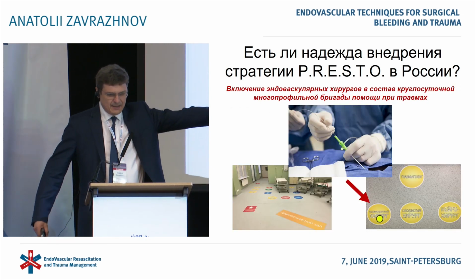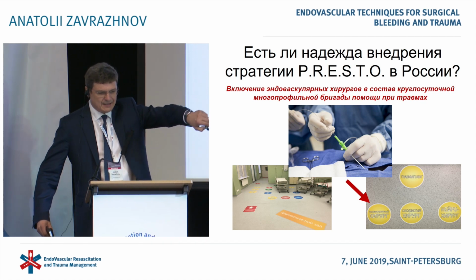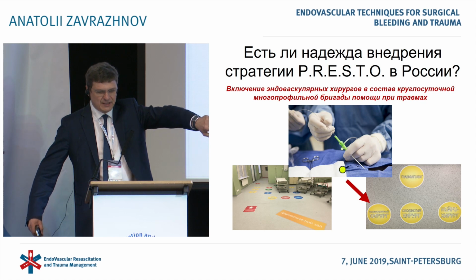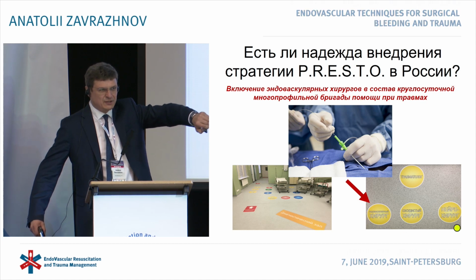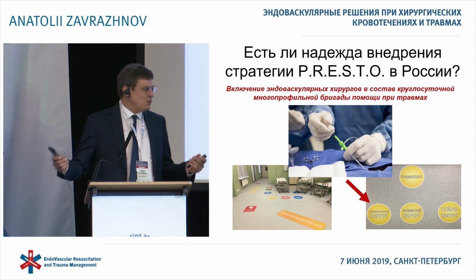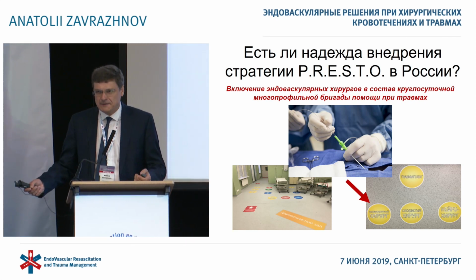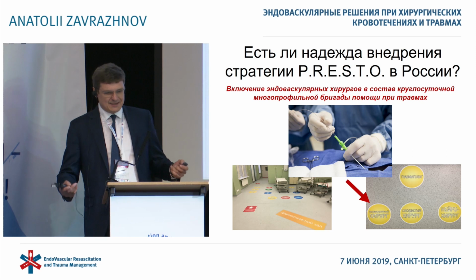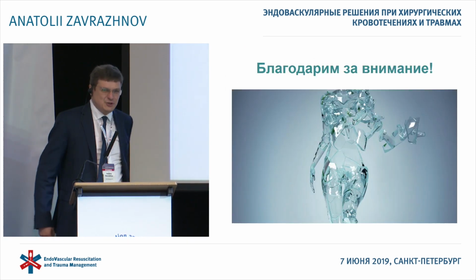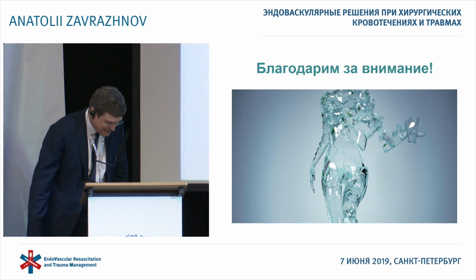And of course, look at this slide. You can see here the allocation of trauma team specialists. It's marked on the floor and everybody knows their place, and the PCI surgeon is part of the team. Look at this red arrow. When a severe patient is admitted and the strategy of emergent medical care is developed, only with this approach we can achieve good results. Thank you.